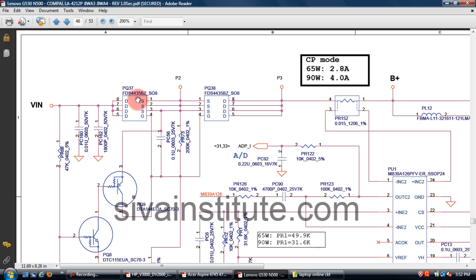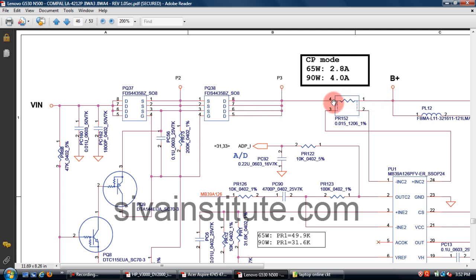PDS4435. If it is N channel, when you give voltage to the gate, the voltage comes out from this one. If there is no voltage at this point, you should check this FET and this gate voltage. If it is P channel, when the gate voltage is low, this will conduct. If it is N channel, when you give voltage to the gate, this will conduct.